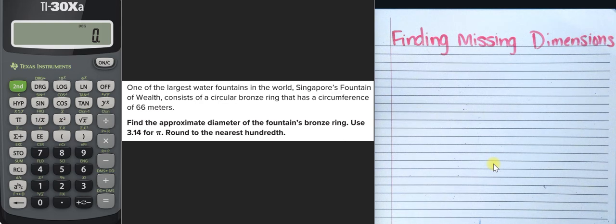Singapore's Fountain of Wealth consists of a circular bronze ring that has a circumference of 66 meters. We're going to find the approximate diameter of the fountain's bronze ring using 3.14 for pi, and we're going to round it to the nearest hundredth.